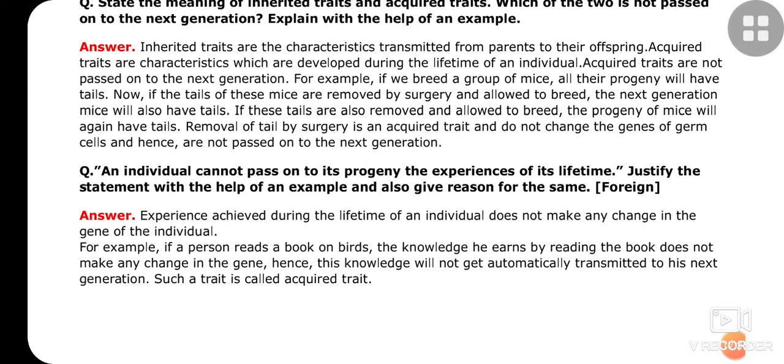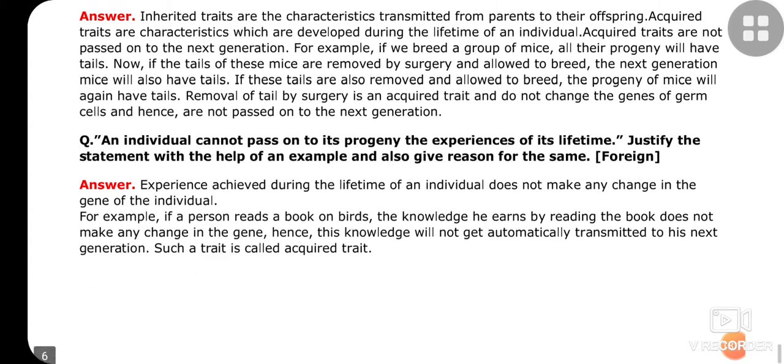This is a very nice example. An individual cannot pass on to his progeny the experiences of his lifetime. Justify the statement with the help of an example and also give reason for the same. Experience achieved during the lifetime of an individual does not make any change in the gene of the individual. For example, if a person reads a book on birds, the knowledge he earns by reading the book does not make any change in the gene. Hence, this knowledge will not get automatically transmitted to his next generation. Such a trait is called acquired trait.